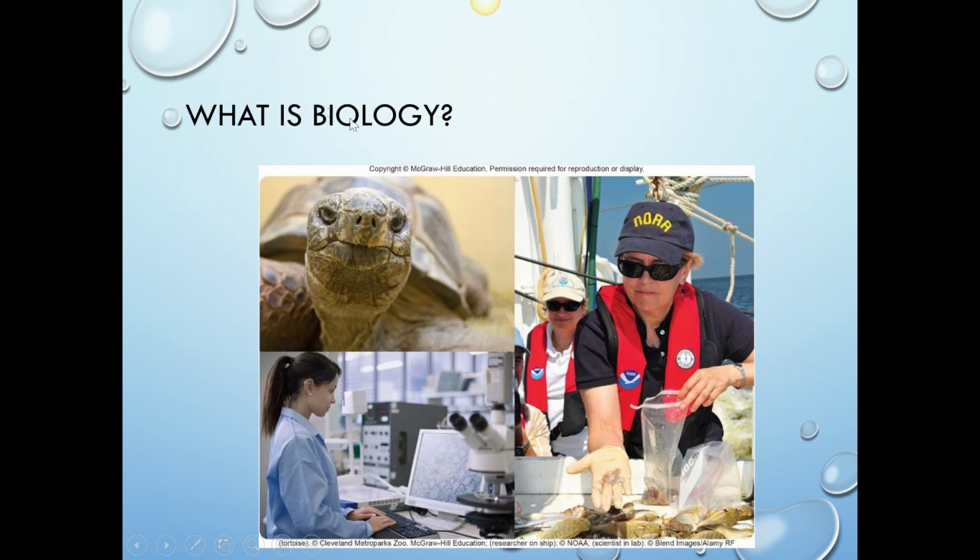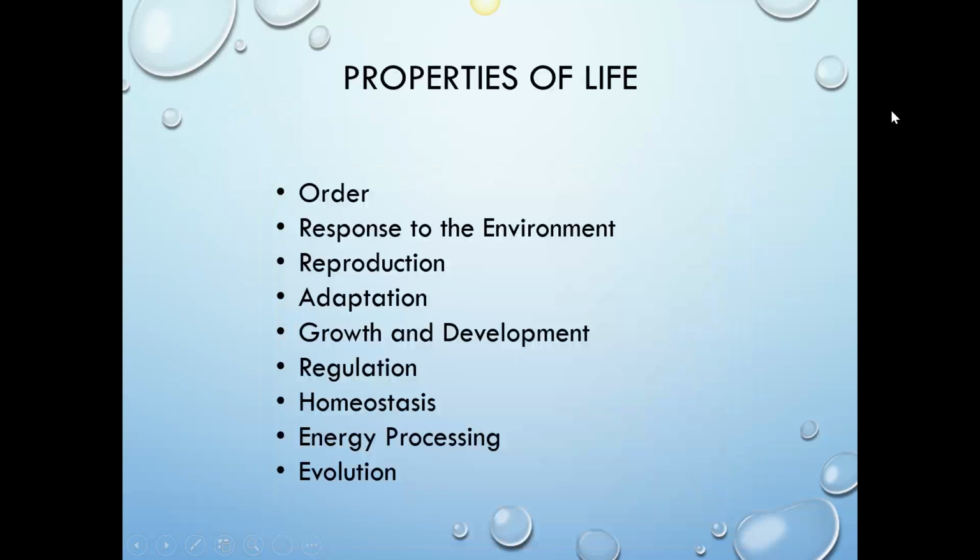So ology is studying something and bio is talking about life. In order to study life, we have to understand what it means to be living. So the properties of life are listed below here, and we're going to explore each one of these properties individually as we go through these next few slides. Order, response to the environment, reproduction, adaptation, growth and development, regulation, homeostasis, energy processing, and evolution.